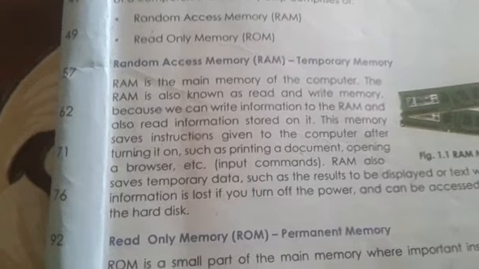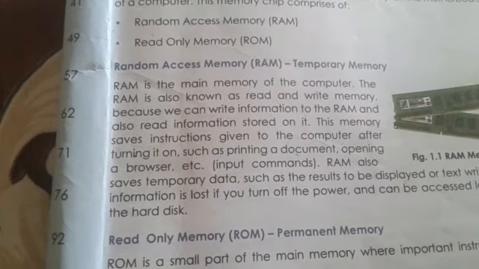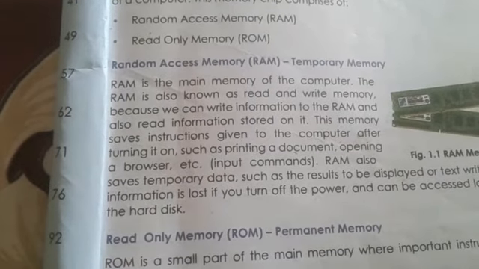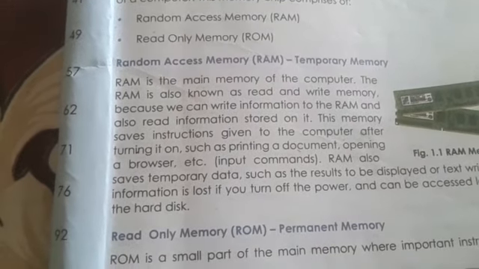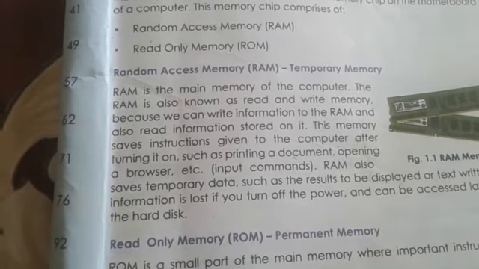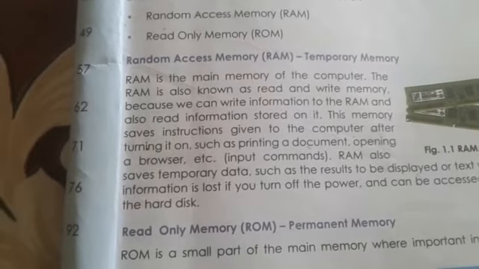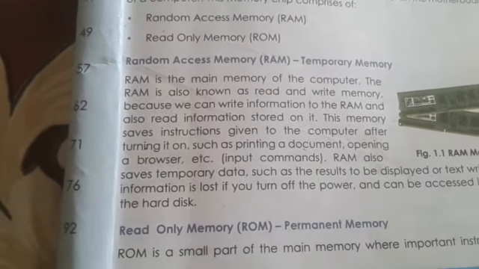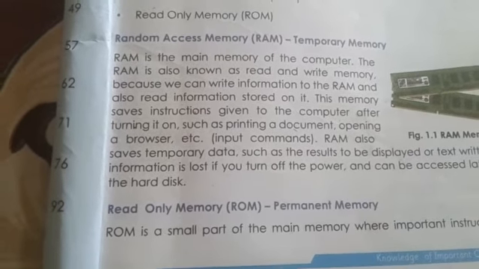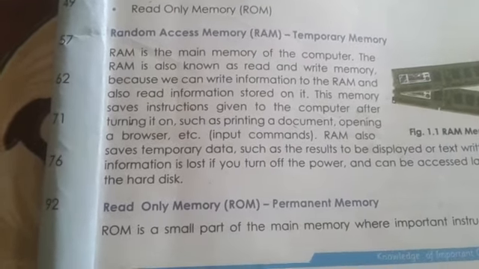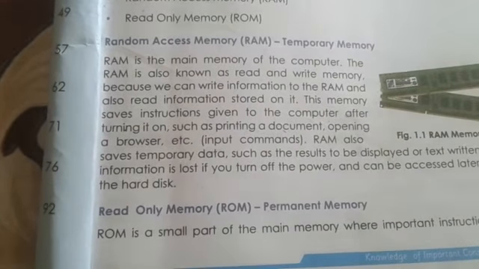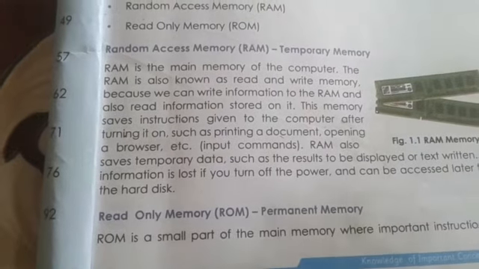So RAM is the main memory of the computer, also known as read and write memory. Why read and write? Because we can read and we can write the data which is stored on RAM. This memory saves instructions after the computer is turned on. Which instructions? Opening a web browser, printing a document. These commands are stored in RAM. Then next, RAM can save temporary data. When the computer is turned off, your data will be lost.